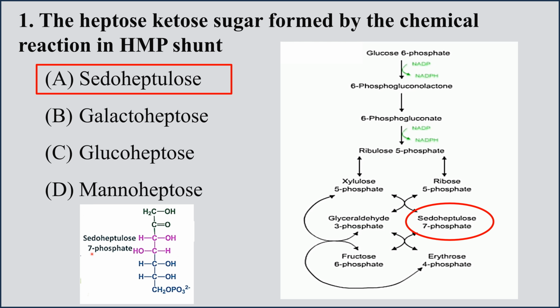This is the structure of the sedoheptulose 7-phosphate. It consists of 1, 2, 3, 4, 5, 6 and 7 carbons. So that's why it is known as heptose, and it has the keto group attached in it. So that's why the heptose ketose sugar formed in this pathway, HMP, also known as Pentose Phosphate Pathway, this 7-carbon molecule is known as sedoheptulose.